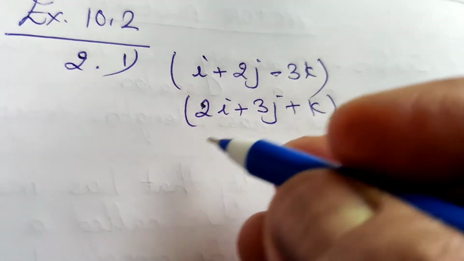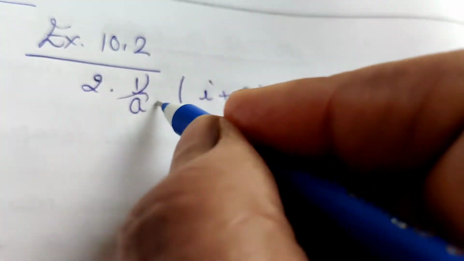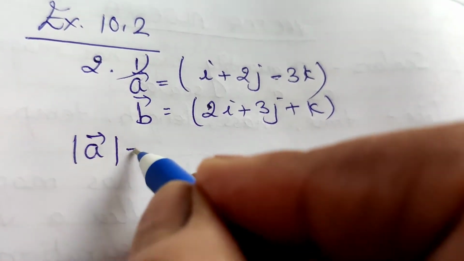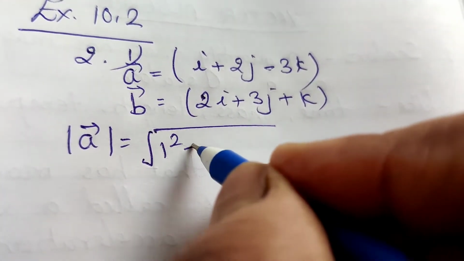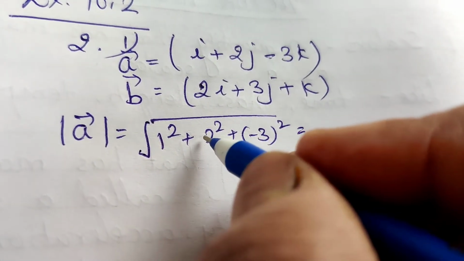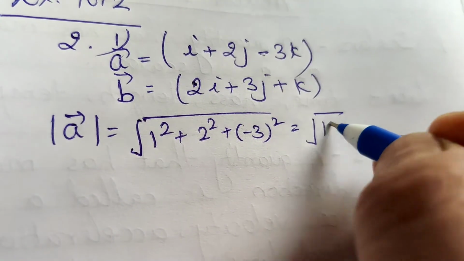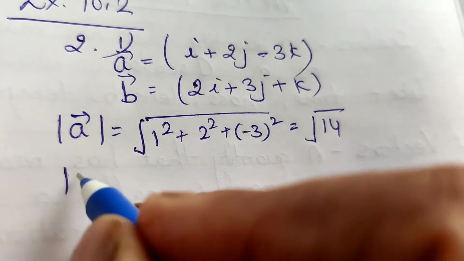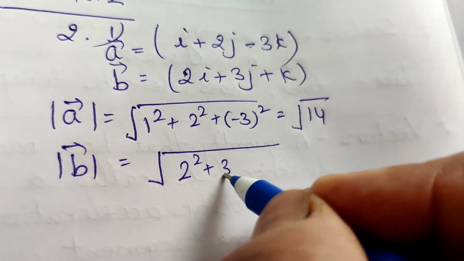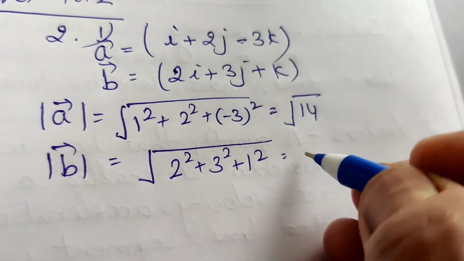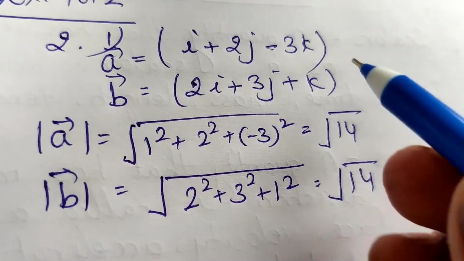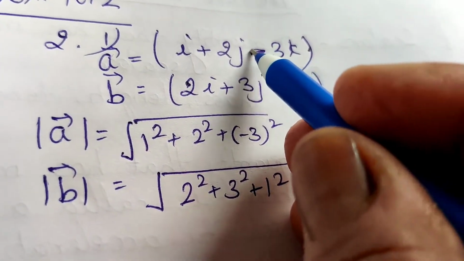The direction is different, but the magnitude of, suppose this is a vector and this is b vector. Find the magnitude of both. The magnitude of first is 9 plus 4, 13 plus 1, root 14. And magnitude of b vector, 2 square plus 3 square plus 1 square, it is also equal to root 14. Okay. The magnitude is same but the direction is different due to this minus sign.